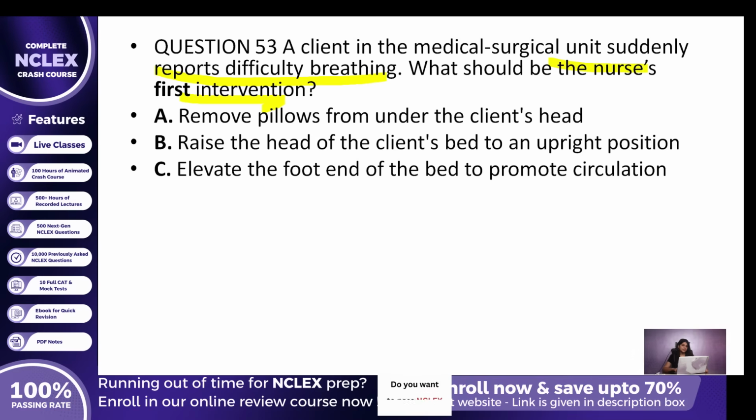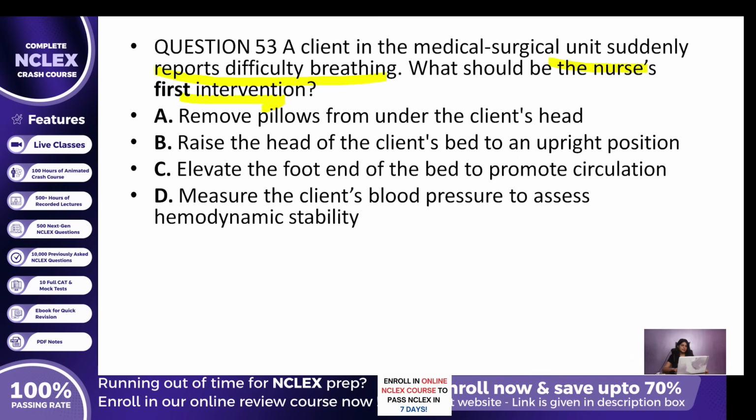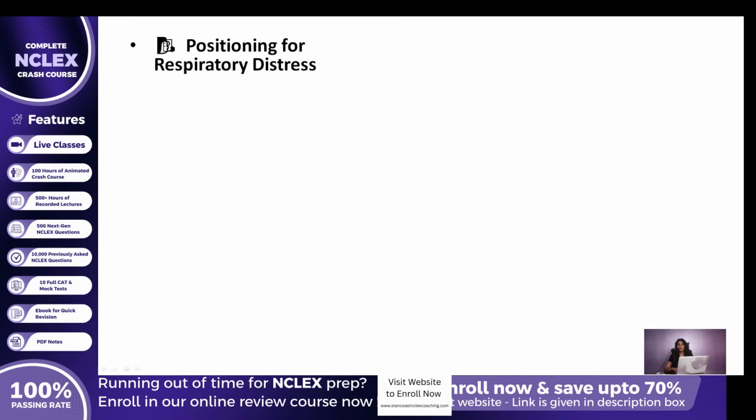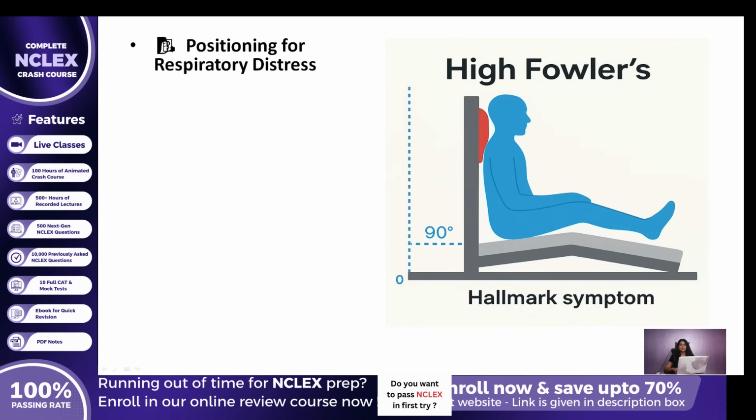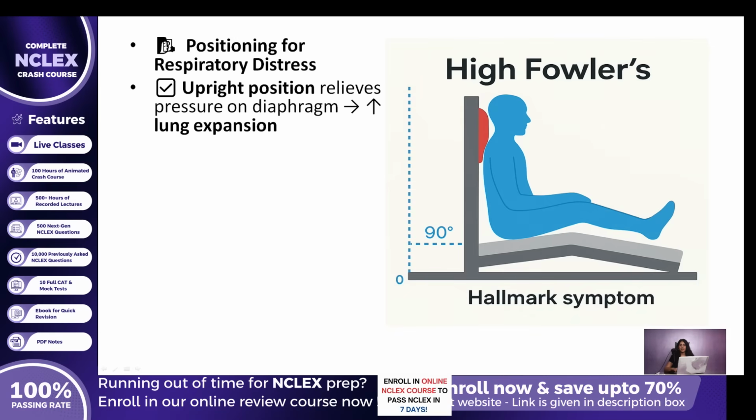Option C, elevate the foot end of the bed to promote circulation. And option D, measure the client's blood pressure to assess hemodynamic stability. The correct answer is option B, raise the head of the client's bed to an upright position. This action immediately promotes lung expansion by reducing pressure on the diaphragm and allowing for better air entry, making it the most effective and rapid first response to respiratory distress.